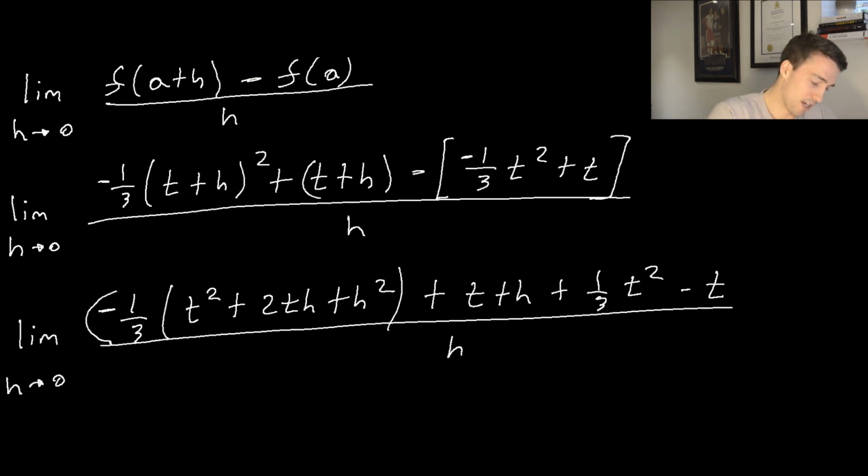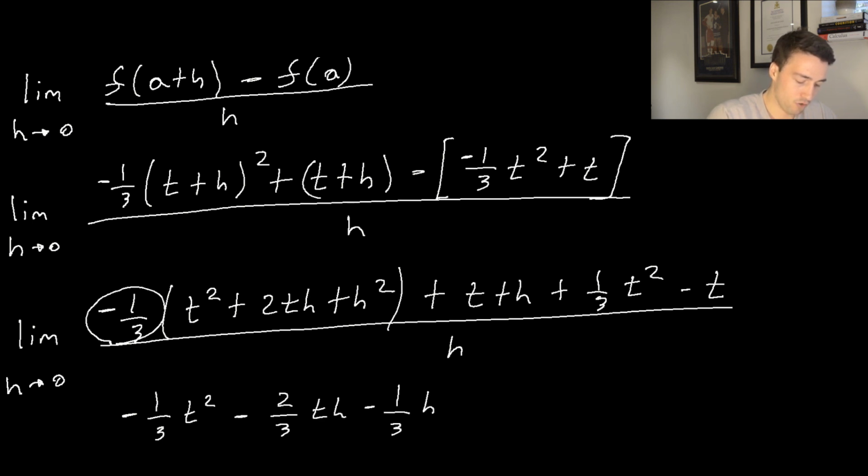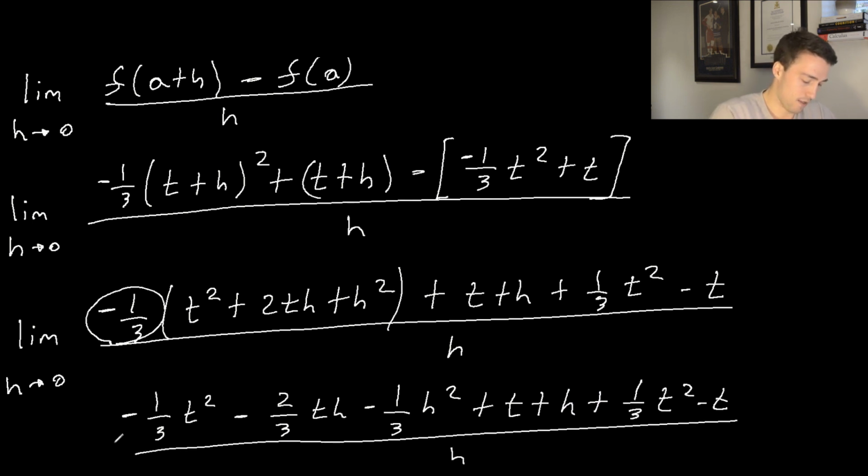Next, I'm just going to expand this negative 1 over 3 into these brackets here, so this is going to be negative 1 over 3t squared minus 2 over 3th minus 1 over 3h squared. And then now we'll be able to collect like terms because everything is now added together. And this is still all over h. We can't forget that. That is still the limit as h goes to 0.